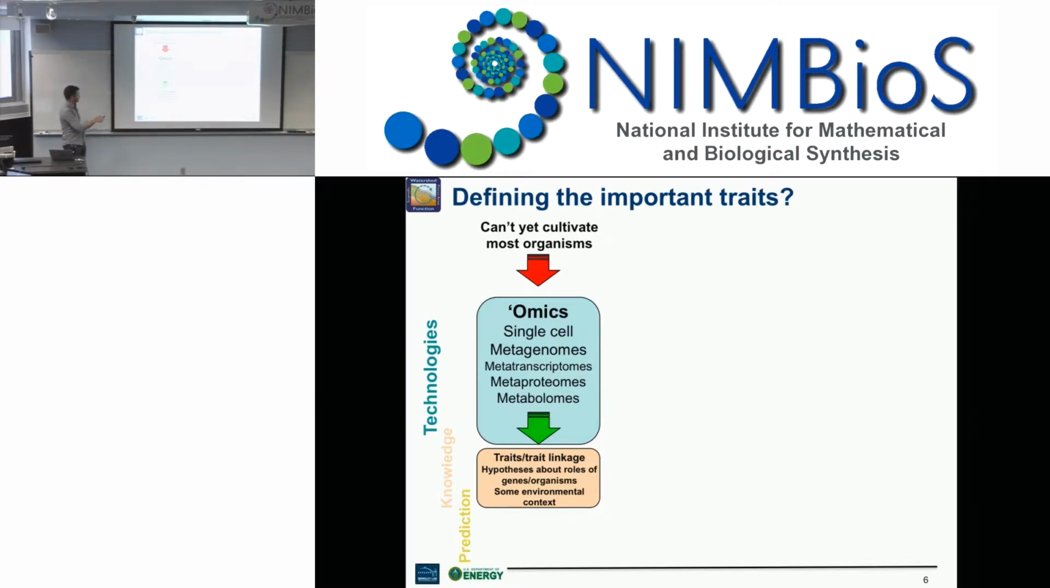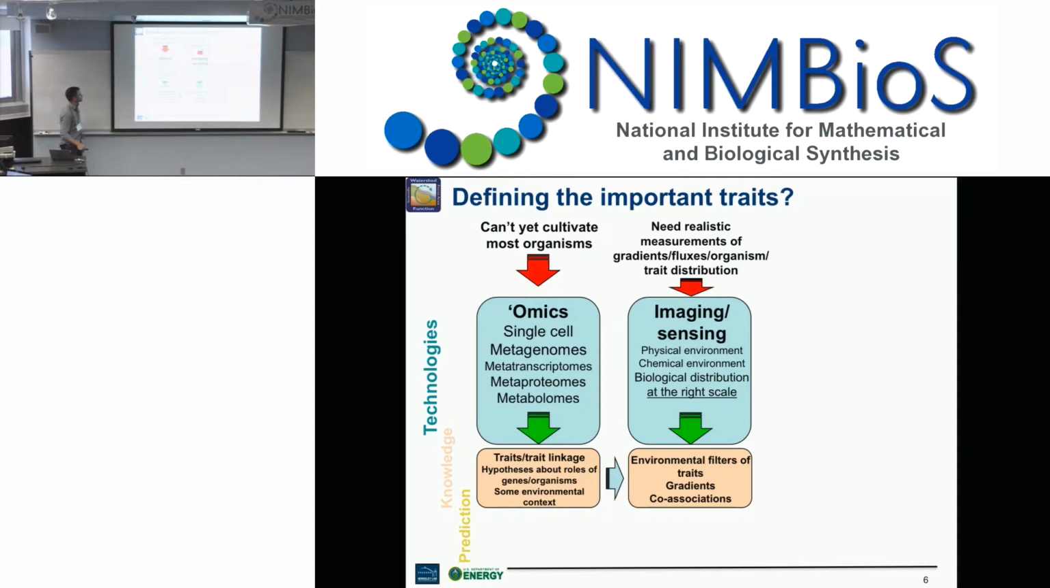So for the time being, we're limited to various omics methods, whether single cell, metagenomes, transcriptomes, proteomes, metabolomes. These lots of things that are increasingly less expensive to do give us some prediction of traits and the trait linkage, but really these are hypotheses. That's all they are, about the roles of genes, the roles of organisms, and depending on the location they came from, the conditions they came from, some environmental context to relate the traits to. So trait distributions with some estimate of maybe what environmental filters may be important influencing those distributions.